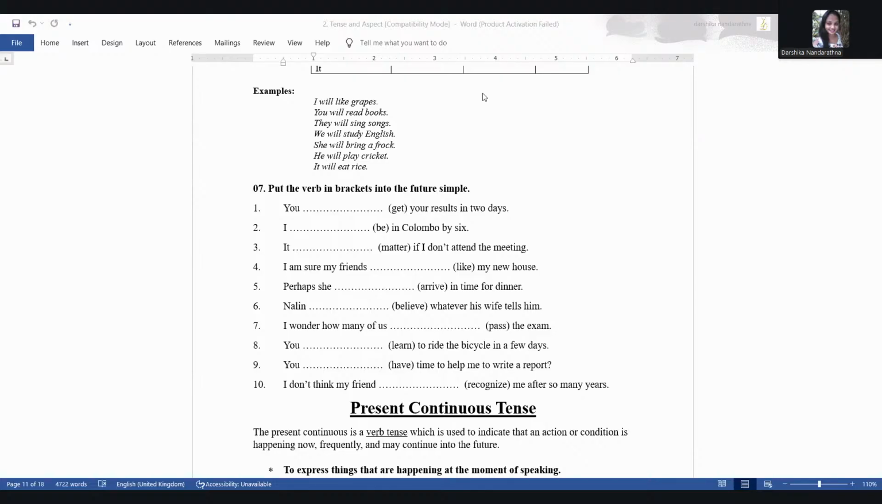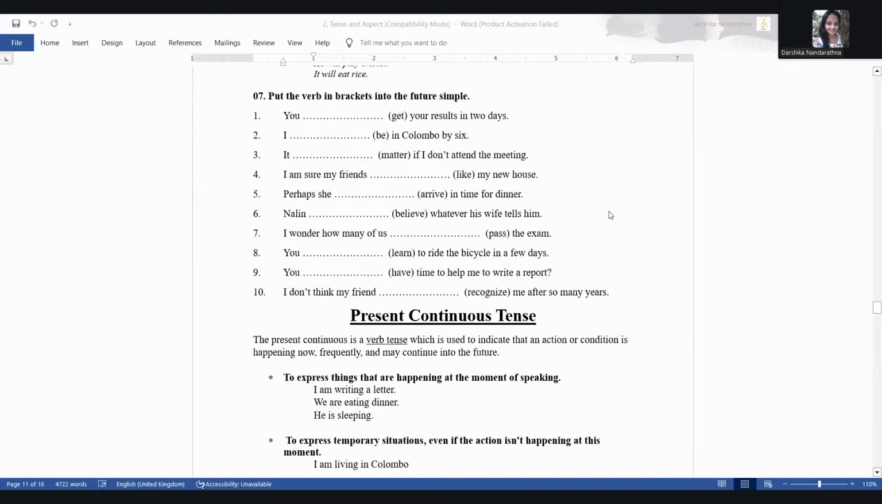I wonder how many of us will pass the exam. You will learn to ride the bicycle in a few days. You will have time to help to write a report. I don't think my friend will recognize me after so many years. So that's all about simple tenses, Pute. We talked about simple present, simple past, and simple future. We completed discussing about that simple aspect. So any questions so far?